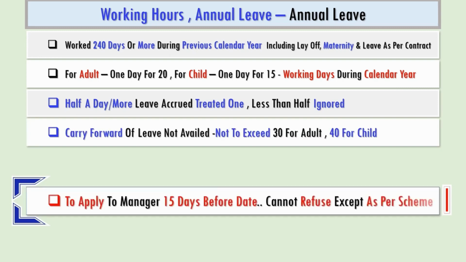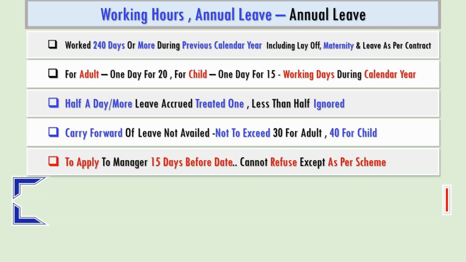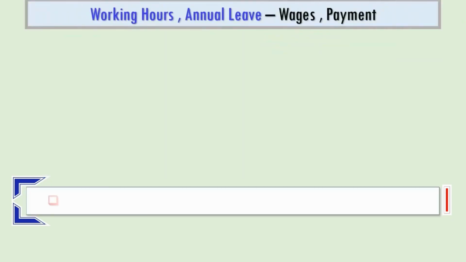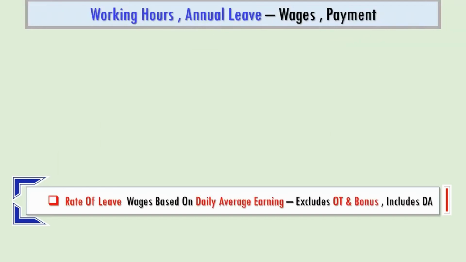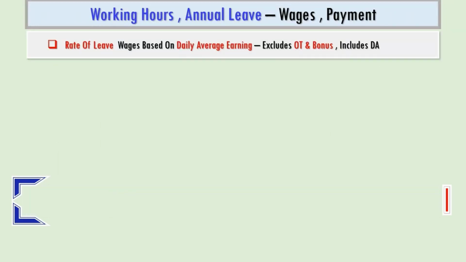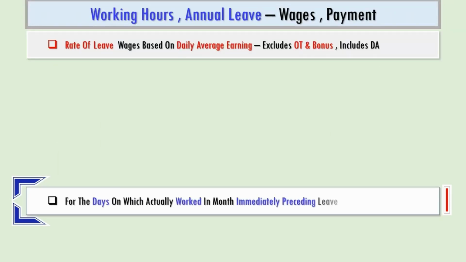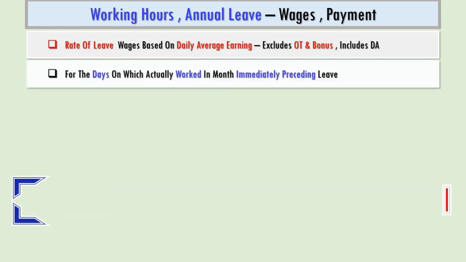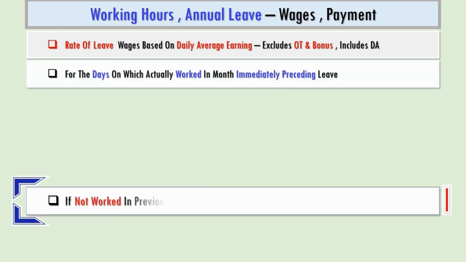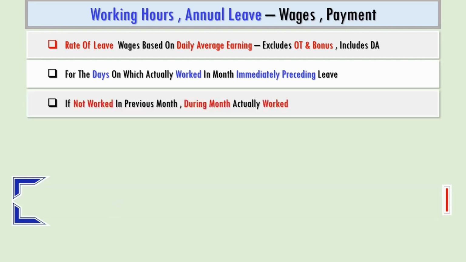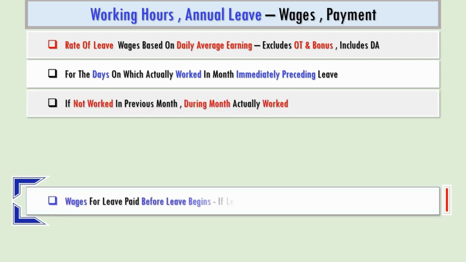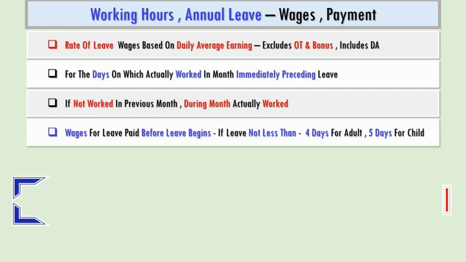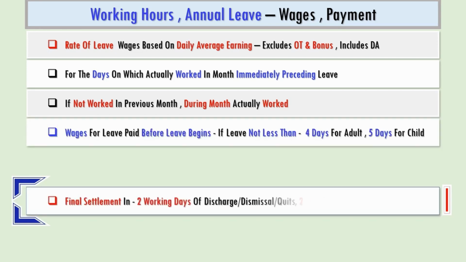For availing leave, one has to submit an application to the manager 15 days in advance, and it cannot be refused except as per scheme. Leave wages are calculated based on daily average earning for the immediately preceding month. If the immediately preceding month doesn't have working days, then it will be taken from the current month for the actual days worked. Leave has to be paid before the leave begins for an adult going on leave for 4 days and above, and for a child going on leave for 5 days and above.